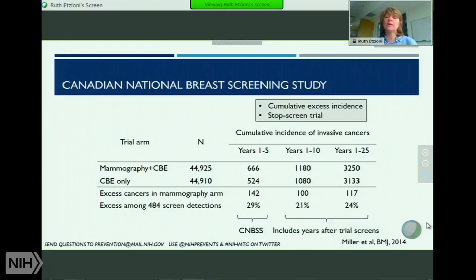And clearly, once one is going out to year 25, there's a cumulative diagnosis that likely is not being impacted by what happened in the first 5 years of the trial. So there's a difficulty with the denominator here, and there's also a question about whether screening really stopped in both groups.